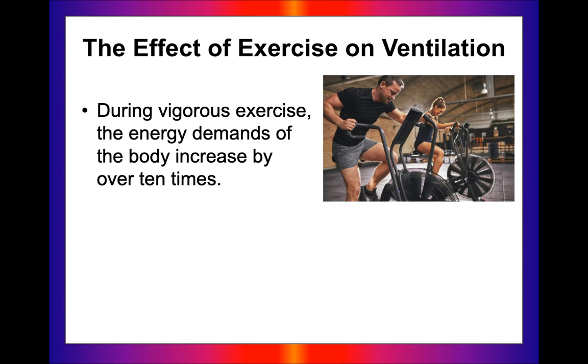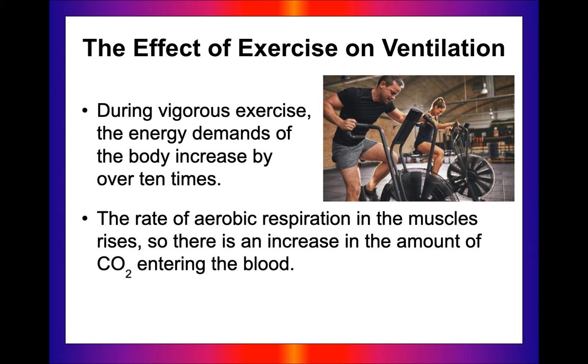During vigorous exercise, the energy demands of the body increase by over 10 times. What that means is that your muscles are going to be carrying out aerobic respiration a lot faster, which means they're going to be producing carbon dioxide a lot faster. And so, there's going to be more carbon dioxide entering the blood, and what that does is reduce the pH of the blood. There's some chemistry that happens there, but basically, the pH goes down, which means the blood becomes more acidic, which isn't a great situation.